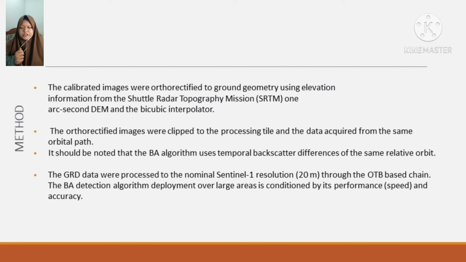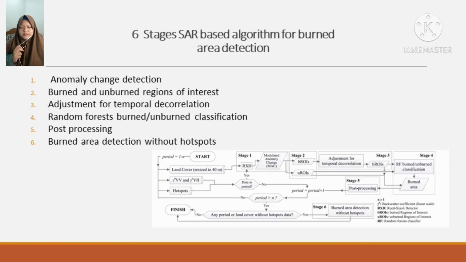The BA detection algorithm deployment over a large area is conditioned by its performance and accuracy. This is the SAR-based algorithm for burn area detection. It consists of 6 stages. First is anomaly change detection, then burned and unburned regions of interest, adjustment for temporal decorrelation, random forest burned and unburned classification, post-processing, and burn area detection without hotspots.